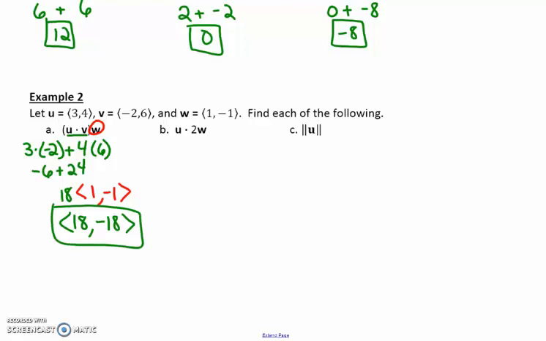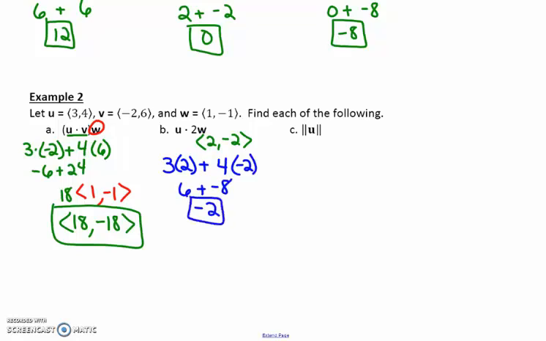Okay, for B, the first thing I'm going to do is multiply out the 2 for this vector. So that one becomes 2, negative 2. The U stays the same. Then we're going to take the first term of the U, which is 3, multiply by the first term of the W. Then we take the second term of the U times the second term of the W. So 6 plus negative 8 is negative 2. All right, and then we have this one.